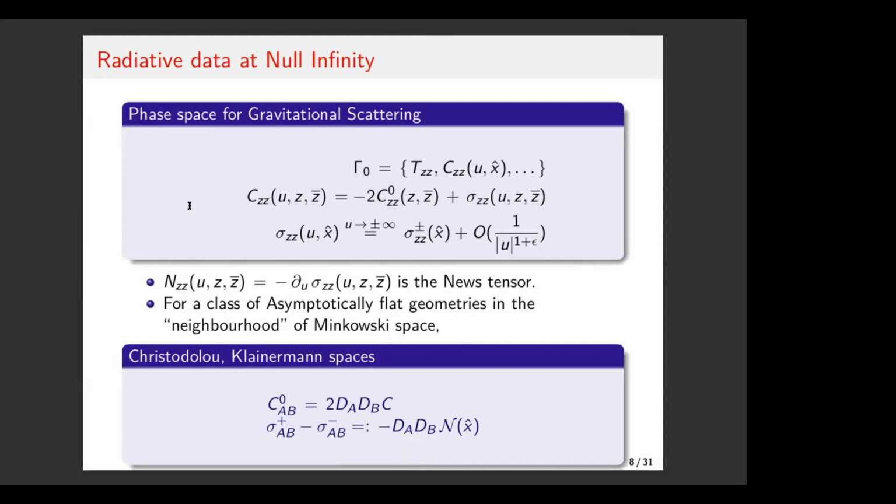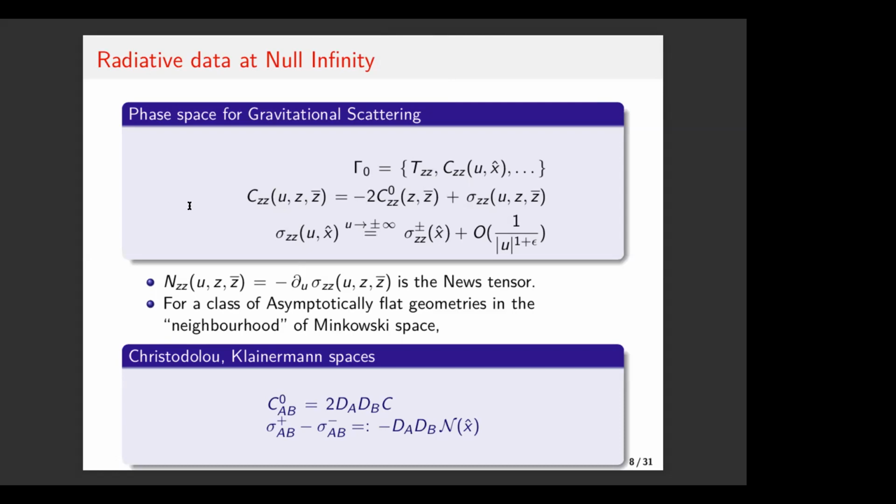So we have a shear field, which we can always split into a constant mode, which I denote as C0, and what we would call the radiative part of the shear, which I denote by small sigma. And from the early days of general relativity, people realized that sigma has a particular fall-off: it could go as some constant mode, but these constants take different values at u equal to plus or minus infinity, with fall-off conditions which here I take to be faster than 1 by u, as we discussed in Miguel's talk. And N_zz, which is the u derivative of sigma, which really contains the radiation information, is called the news.